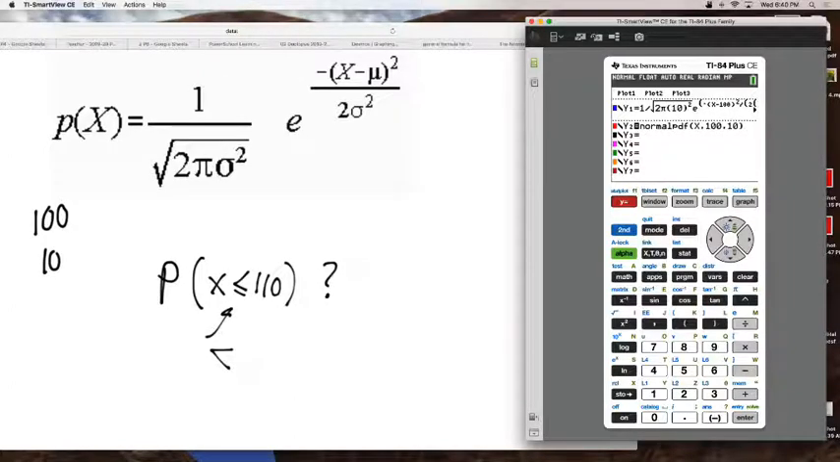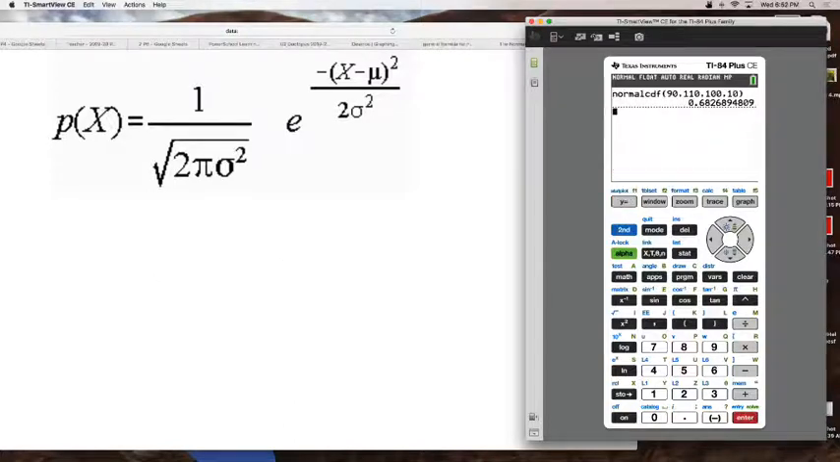But anyway, to get the area less than 110 requires a little bit of a game on the calculator's part, and it goes like this. You're going to go into your normal cumulative distribution function, so you go distribution, choose option 2 again, but this time instead of the lower bound being 90, we need a way to say negative infinity, and the calculator of course doesn't have a negative infinity, so here's how you do it.